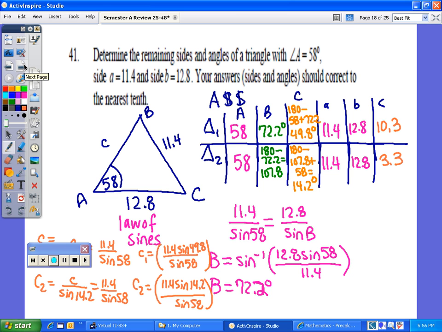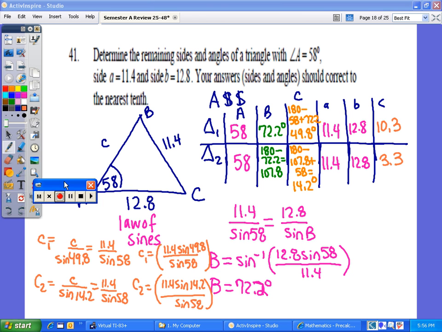All right, here's 41, my favorite, ambiguous case. So you know with the ambiguous case that you are going to have two chances of getting either 0 triangles, 1 triangle, or 2 triangles. So when you do the ambiguous case, you see here that when we set it up, that we have 58, and they gave us 11.4 and 12.8. You always write it twice because we have a possibility of 2 triangles. Remember that. So when I do the whole law of sines, I get 72.2 for B.